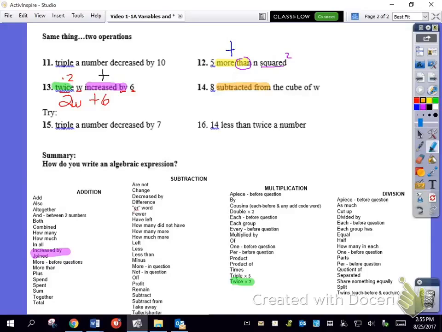Subtracted from, and then the other keyword is cube. Now, from, since it says from, I have to switch. Okay, so instead of 8 being in the front, 8's going to be at the back. So make sure you put the minus 8. Okay? Cubed. Cubed means when you have an exponent of 3. So w to the 3rd power. There's my variable. Okay? Number and the variable, w to the third power minus 8. I had to switch the order. So you try 15 and 16, and that's how you write algebraic expressions.